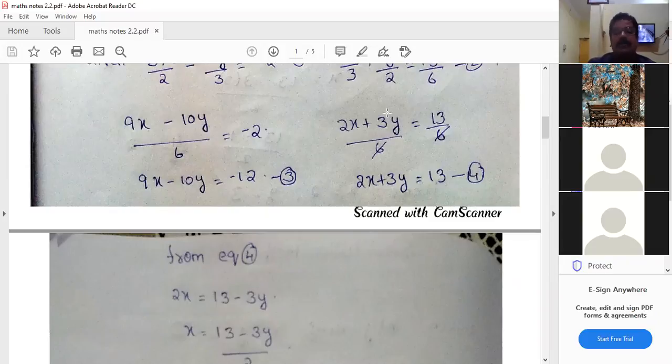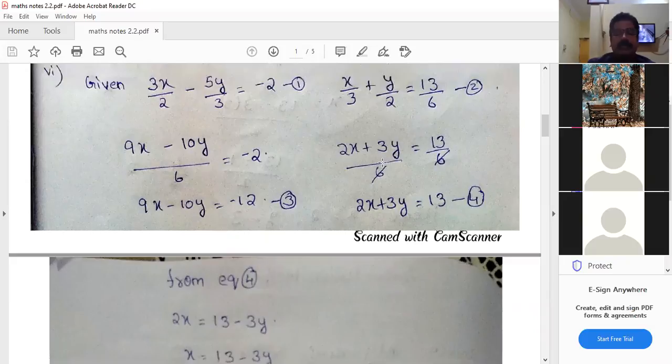And the second equation I want to simplify. That is LCM again 6 here. 6 in 3 table 2 times 2x. 6 in 2 table 3 times 3y. 2x plus 3y equal to 13 by 6. Now both denominators 6 I can cancel on both sides. Left side 6, right side 6, both are in denominators. I can cancel means I multiply by 6 on both sides, then both get cancelled.